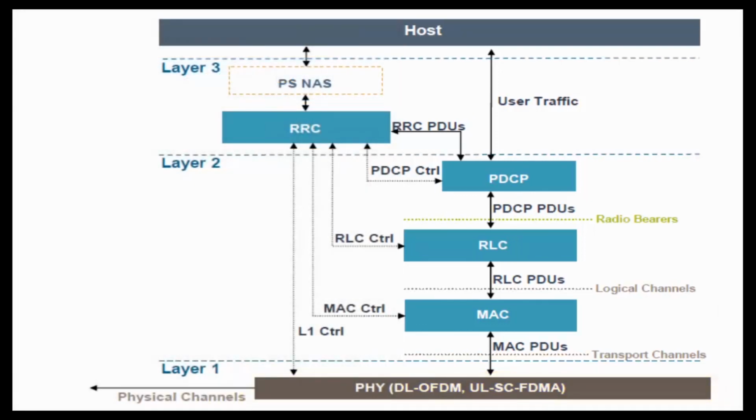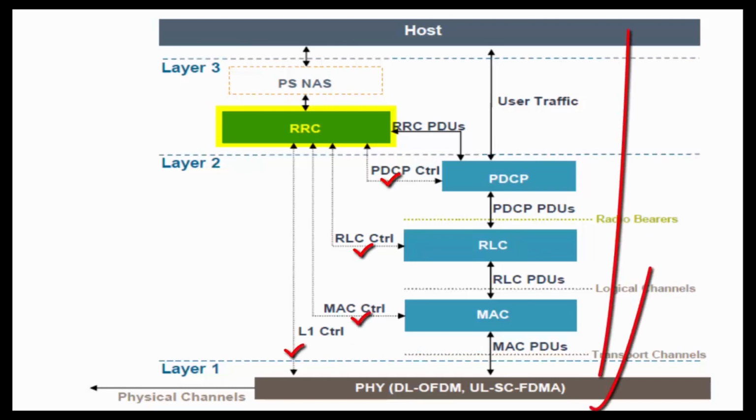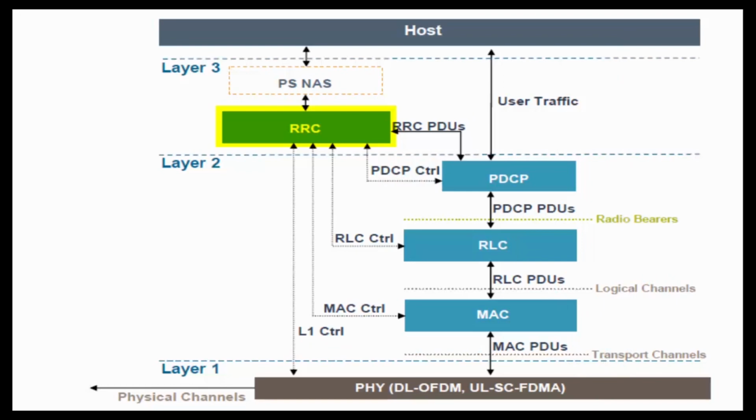Now let's move on to the control plane. The most important layer in the control plane is RRC. You can estimate its importance from the fact that the RRC layer initializes other layers such as PDCP, RLC, MAC, and physical layer. Then only actual data transmission takes place. I will quickly go through the list of tasks performed by the RRC layer.